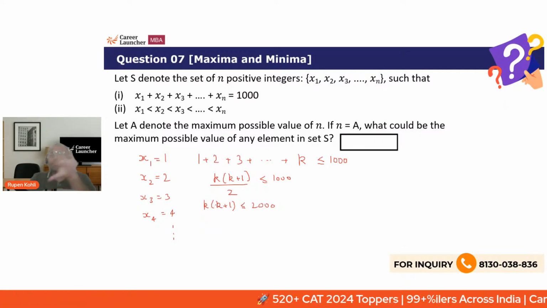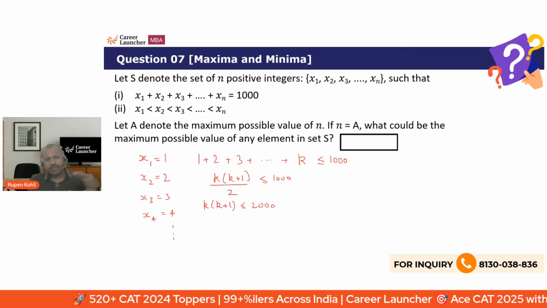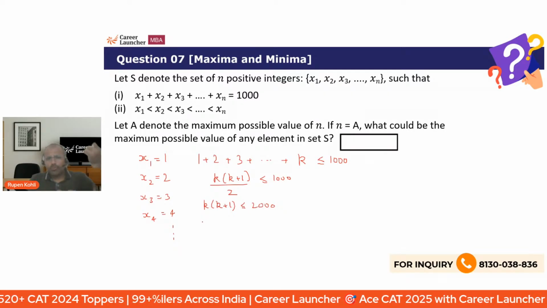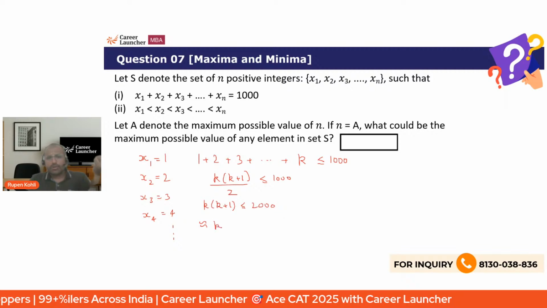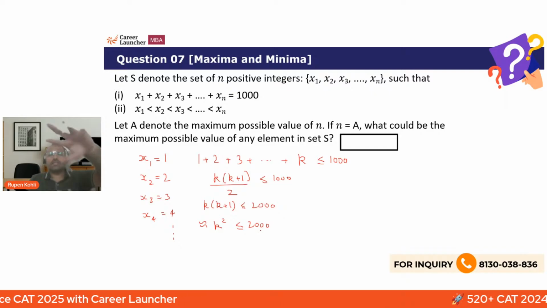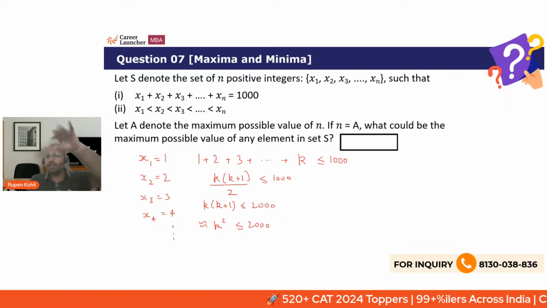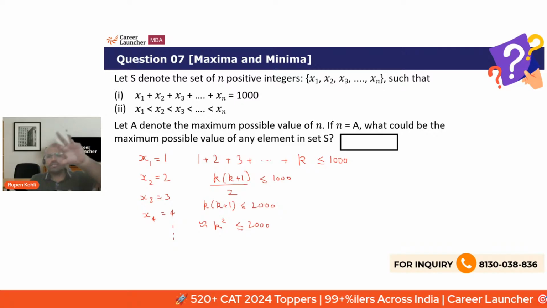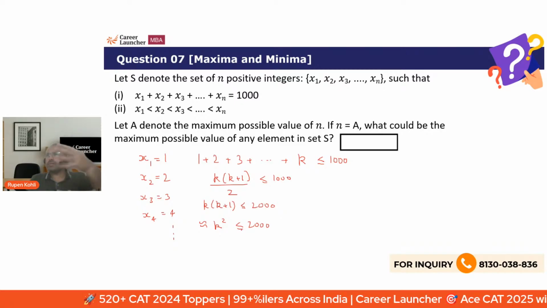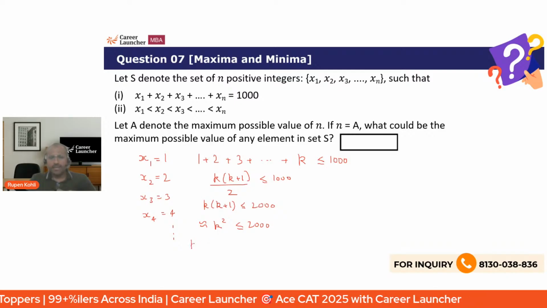Now k into k plus 1 is very near to k square for large values of k. I can approximate k plus 1 as k. So this is approximately k square less than or equal to 2,000. So which perfect square is near to 2,000? 40 square is 1600, 50 square is 2500. This is almost the middle of 1600 and 2500. So it looks like somewhere around 45 or so we should reach the mark. Let me try with 45.